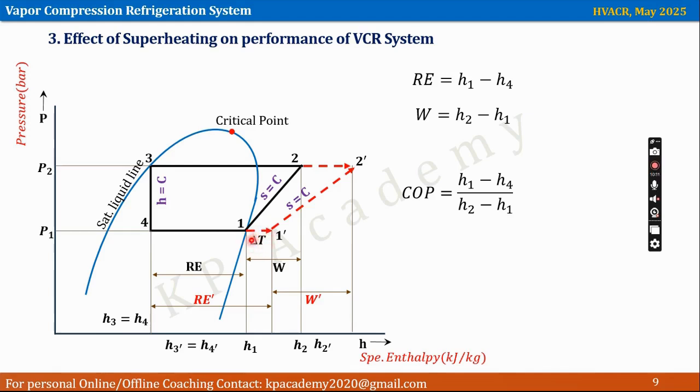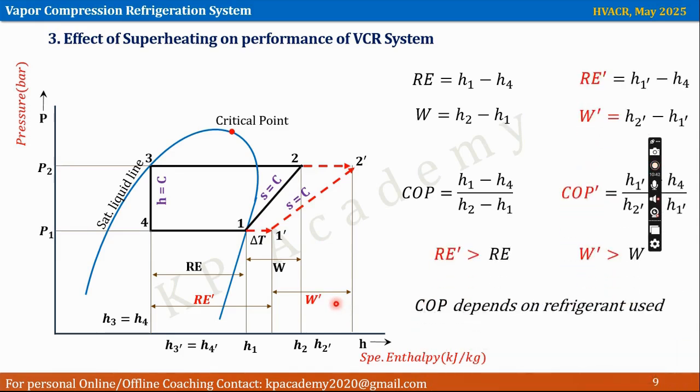Now, because of superheating, the refrigerating effect increases, okay, from RE to RE dash. What about work of compression? Work of compression also increases. The reason is that the line 1 to 2 is shifted towards the right side, and that is the reason the 1 dash 2 dash line, the slope of this line is reducing, and because of that the work of compression is increasing.